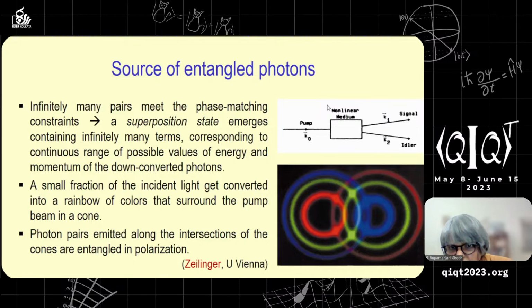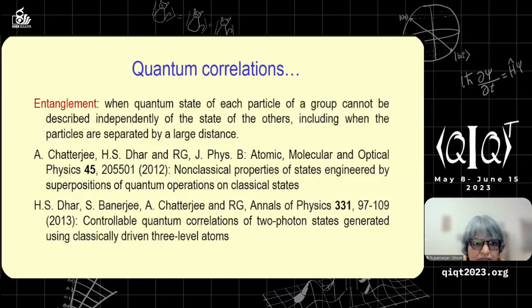And then typically what it looks like, this picture on top is from my old paper. The second picture, the colored one, I've taken from Zeilinger's old article. So essentially, photon pairs emitted along the intersections of the cones are entangled in polarization as well. So you can create superposition states containing infinitely many terms. And then many experiments are possible. The splitting of the photon, you can make it efficient by following energy and momentum conservation laws. And that's what the technology has come up with, and a lot of things are happening.